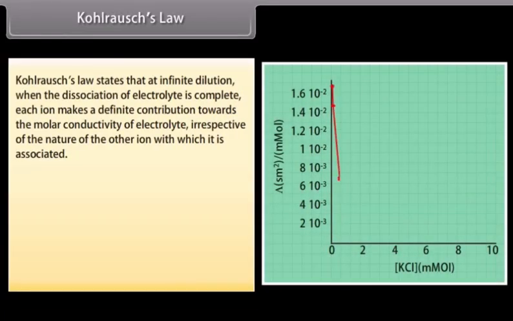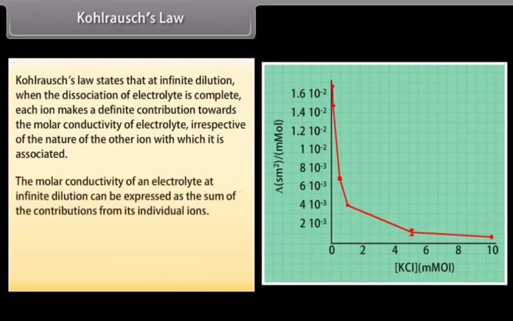Kohlrausch's law. Kohlrausch's law states that at infinite dilution, when the dissociation of the electrolyte is complete, each ion makes a definite contribution towards the molar conductivity of the electrolyte, irrespective of the nature of the other ion with which it is associated. The molar conductivity of an electrolyte at infinite dilution can be expressed as the sum of the contributions from the individual ions.